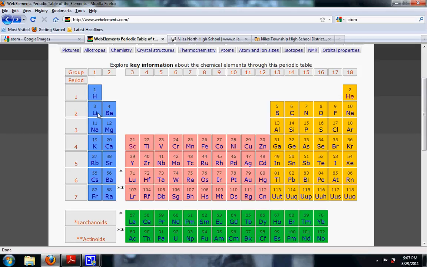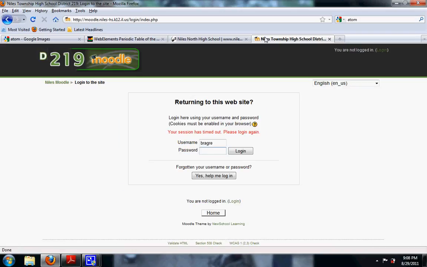Again, these are called groups or families going down, and these things that go across, 1, 2, 3, 4, 5, 6, and 7 going across, are called periods. And one of the things that I want to teach you about a little bit is what we call periodic trends. Periodic trends are patterns that you notice in the periodic table. And the main one that I want to tell you about a little bit is atomic size.